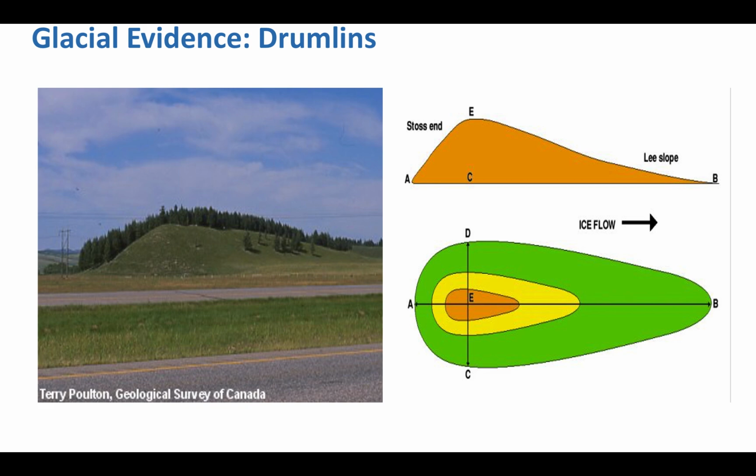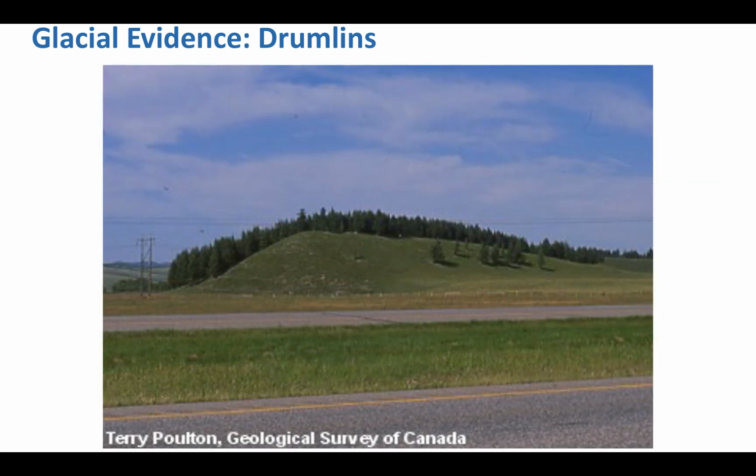Another piece of evidence for glaciers are these elongated hills called drumlins. Drumlins are a lot larger than sand dunes, but in terms of sketching a drumlin, they look very similar to sand dunes. So we have to be very careful that they are different. Drumlins are an unsorted pile of sediments left behind by glaciers. And another thing about drumlins that's important is that they help us determine the direction that the glacier was moving.